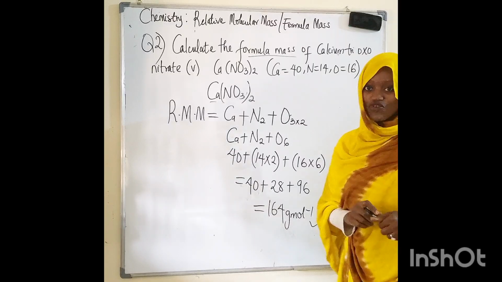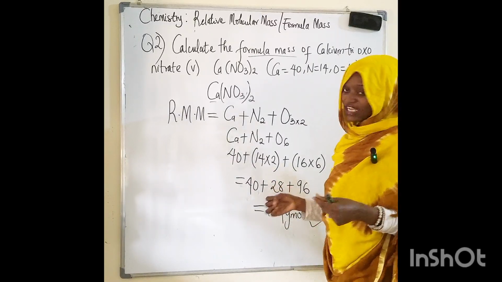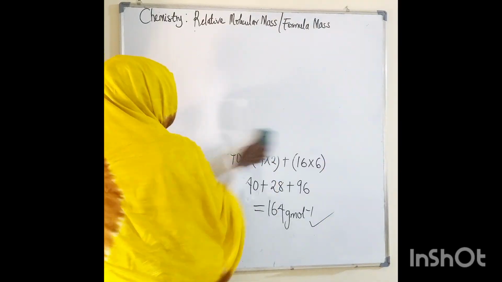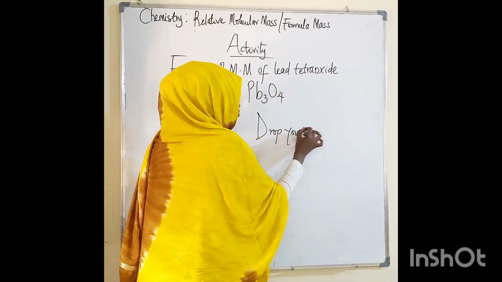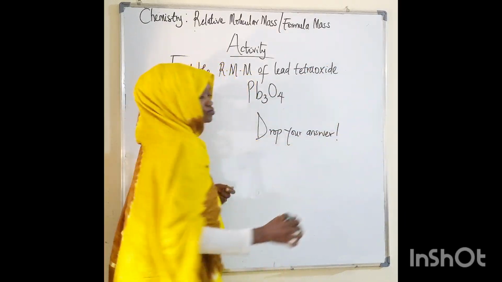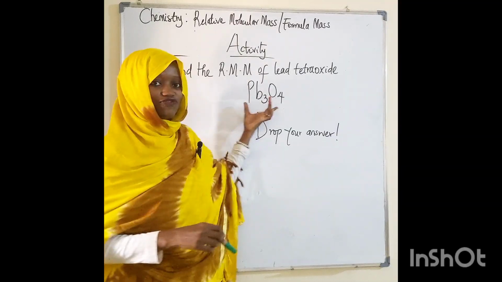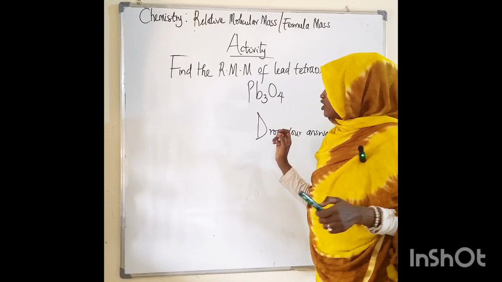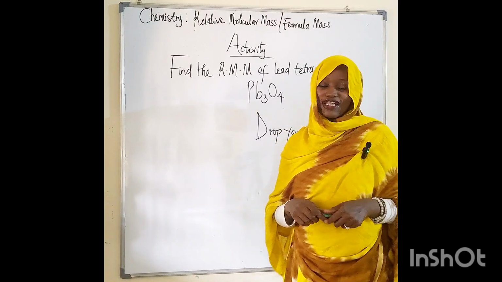Viewers, let's try an activity. You try the activity and drop your answer in the comment section. This is the formula for lead tetrioxide, which is Pb₃O₄. Drop your answer in the comment section.